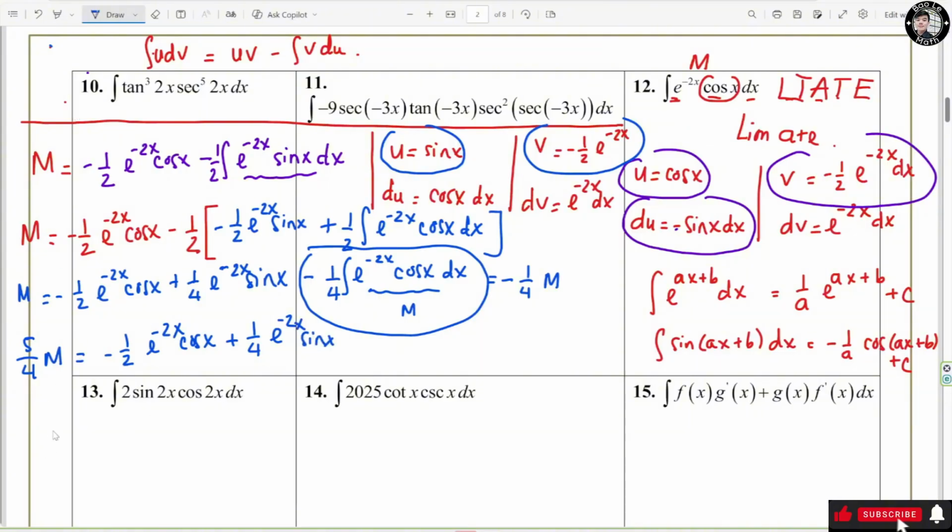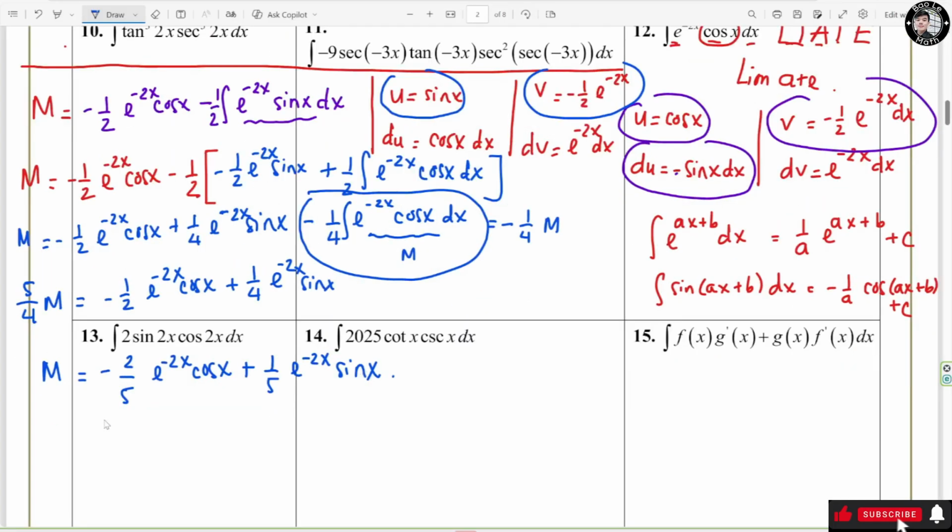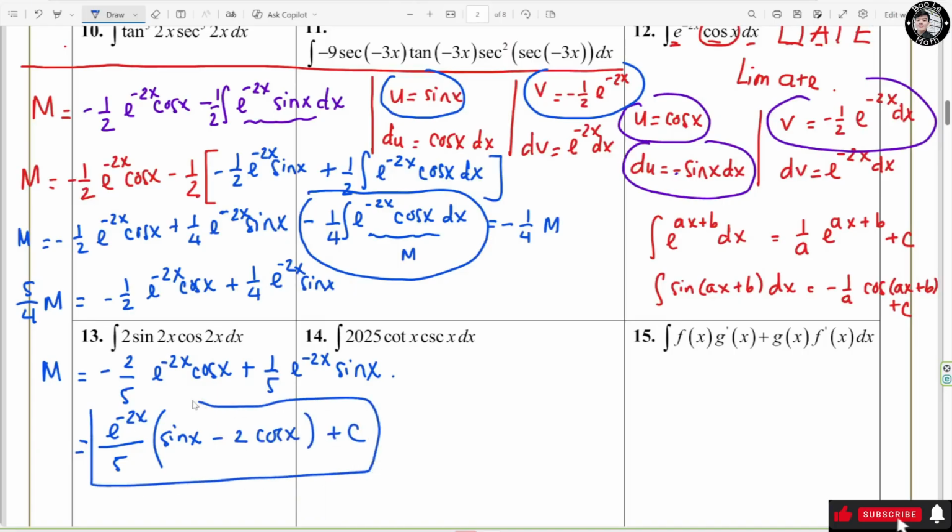So I'm going to multiply both sides by 4 over 5. So m equals negative 2 over 5 e to the negative 2s cosine s, right? Plus 1 over 5 e to the negative 2s sine s. Now you can factor 1 over 5 e to the negative 2s out. So it will be e to the negative 2s over 5, right? It's going to be sine s minus 2 cosine s plus c. This one is the final answer.